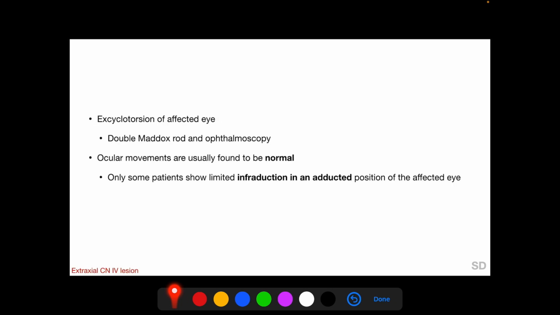We also find extorsion, or excyclotorsion, of the affected eye. As we have said, the superior oblique muscle is primarily an intorter of the eye, so there is excyclotorsion of the affected eye when the superior oblique is palsied, and this can be most easily detected with a double Maddox rod and ophthalmoscopy. And the ocular movements are usually found to be normal. In the adducted position of the eye, the superior oblique muscle is primarily a depressor of the eye, but only some of the patients with fourth cranial nerve palsy show limited infraduction in an adducted position of the affected eye.